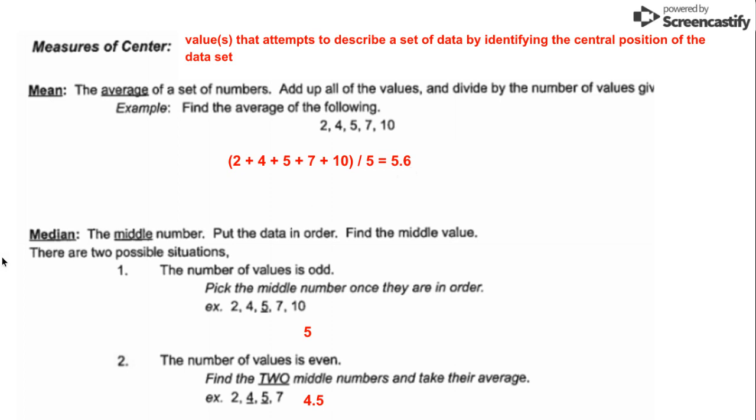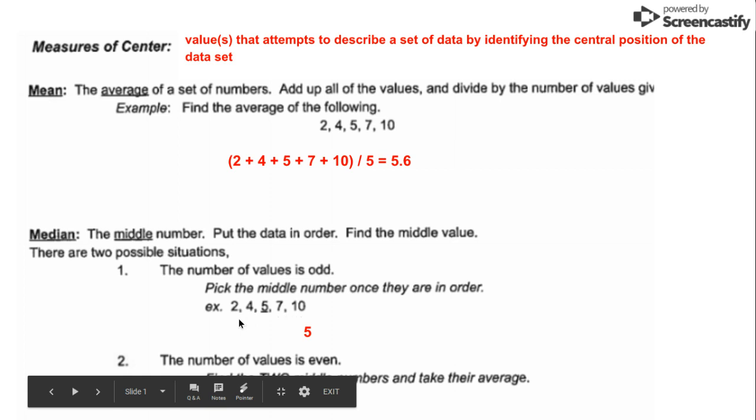Another measure of center is the median, which is the middle number. So it's the exact center of the data set. We always want to make sure that we put the data in order first and then find the middle value. So there's two possible situations. The first is that there's an odd number of data points in the data set. So here I have 5 values. So this is my very middle value. So 5 would be my median.